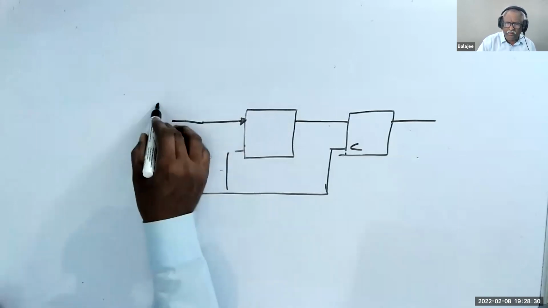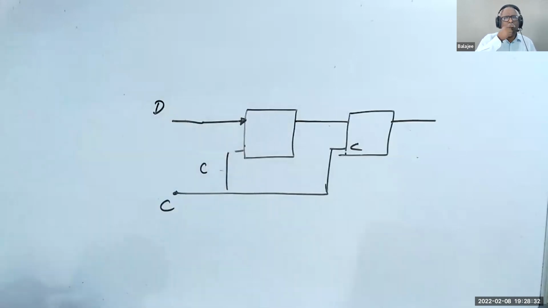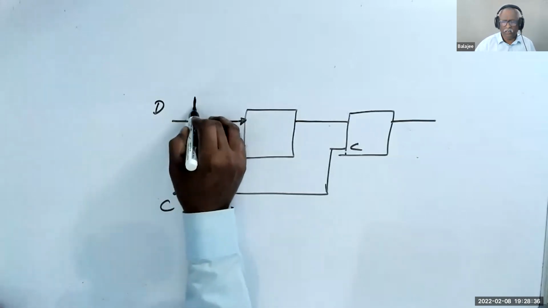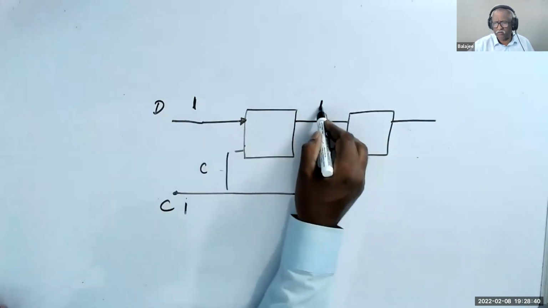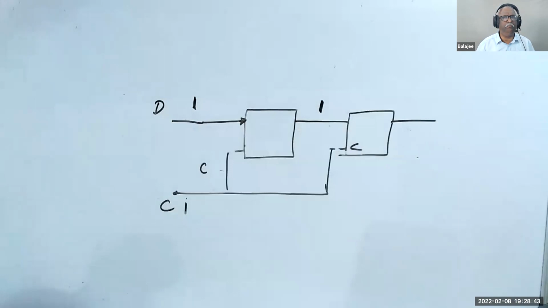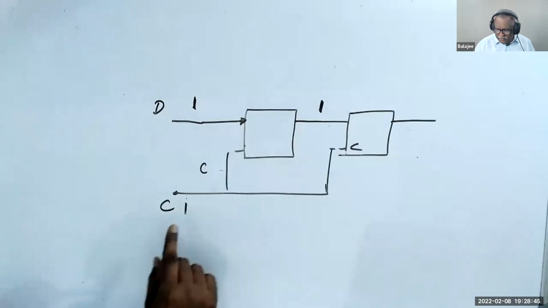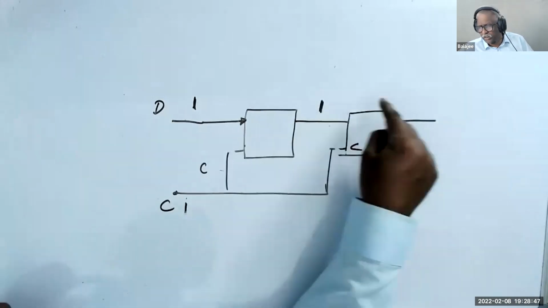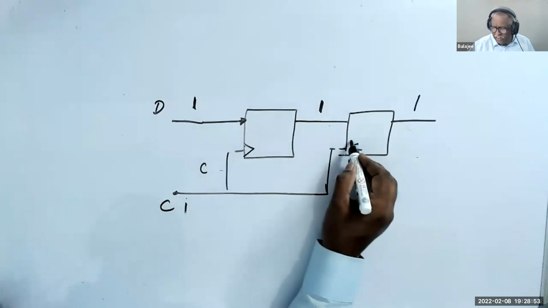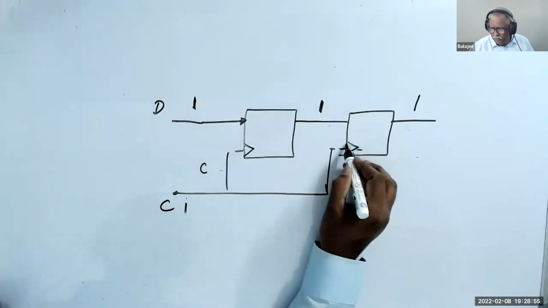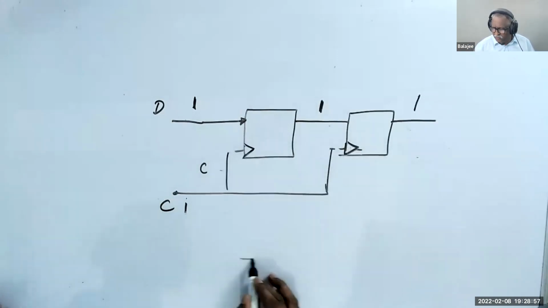C and D. If you give 1 here, if you make C as a 1, then this one will go here. But the problem is, since the C is 1, this one also will go there, which people don't want. So for that reason, we use here, I've already explained about the sequential call, edge triggered, positive edge.